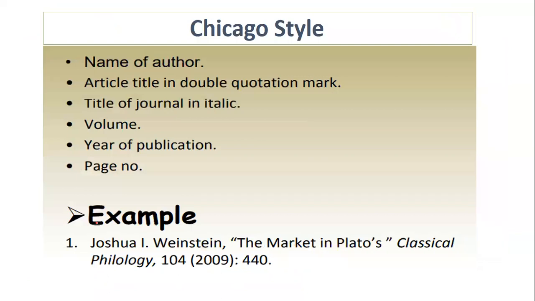Then we have Chicago style, where we have the name of the author, the article title in double quotation marks, the title of the journal in italic, the volume and the year of publication, and the page number is given. So these are the things which are followed in Chicago style. The example is given below.